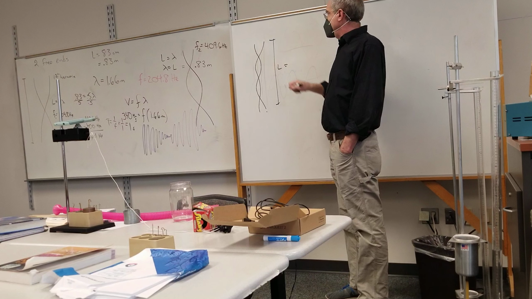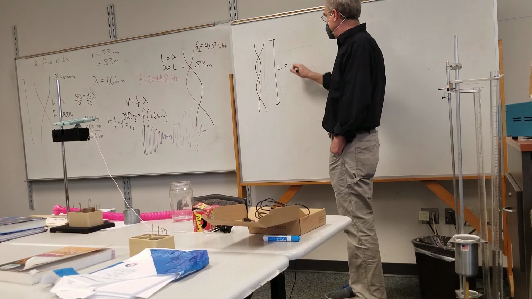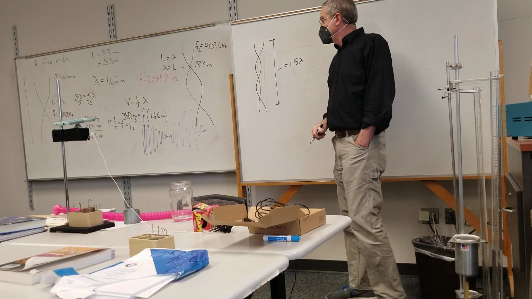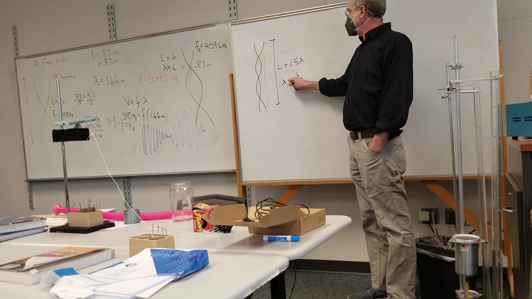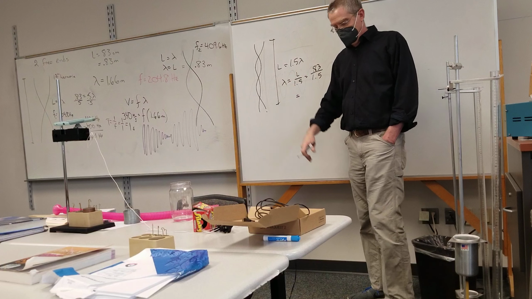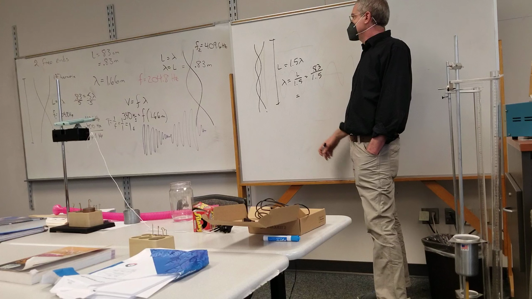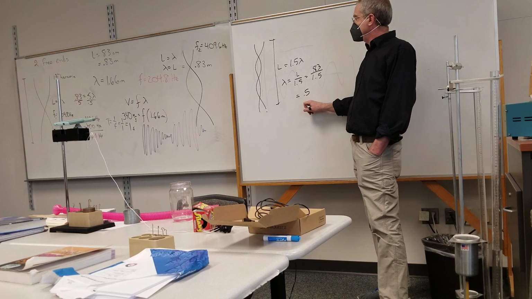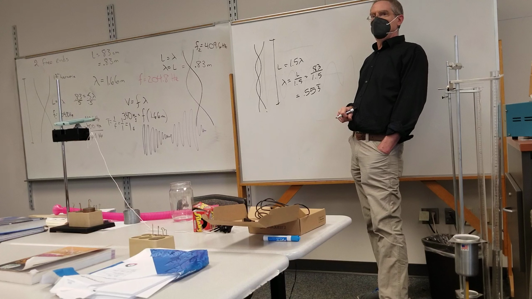There is L. How many waves is that? So my wavelength will be L divided by 1.5, which is 0.83 divided by 1.5, which is 0.55 repeating meters.